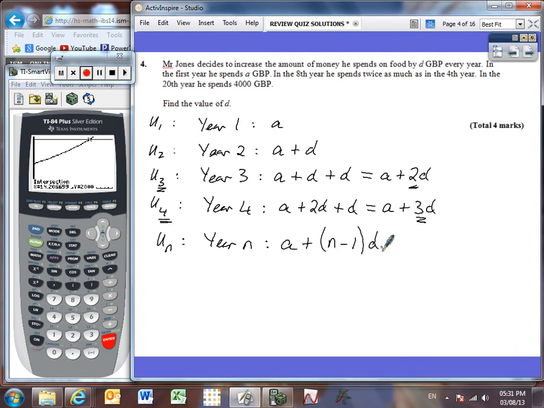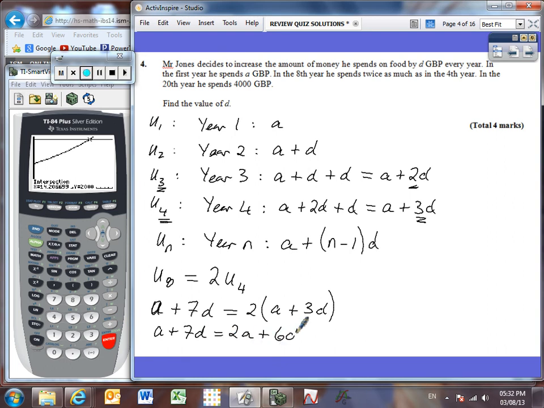Now the question goes on and tells us that in the 8th year, so that's U8, he spent twice as much as in the 4th year, U4. So U8 equals 2 times U4. Let's now substitute. U8 we know is going to be A, the original expenditure, plus 7D, because it's always one less. And that's going to be equal to 2 times A plus, for U4, 3D. Let's simplify this a little bit. A plus 7D equals 2A plus 6D, if the 2 distributes.